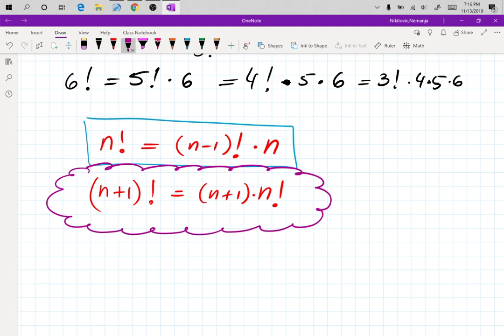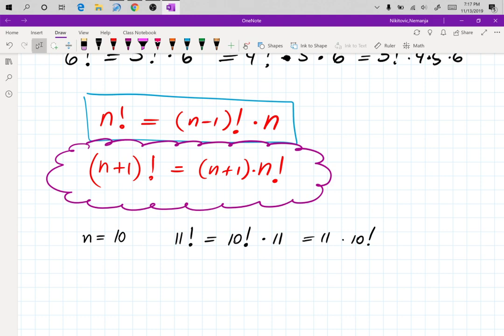Now, technically, if your n is equal to, let's say, 10, then 11 factorial is 10 factorial times 11. Or you can write it as 11 times 10 factorial. Whatever, they're commutative, you can write either way.